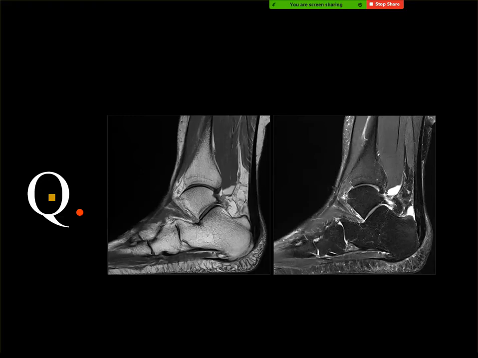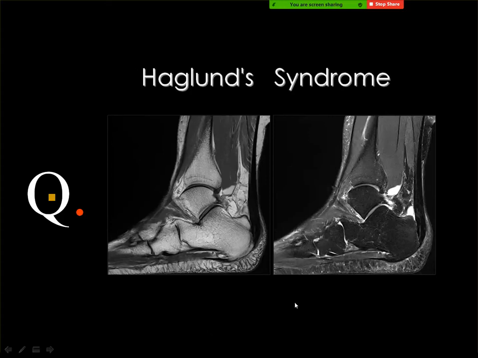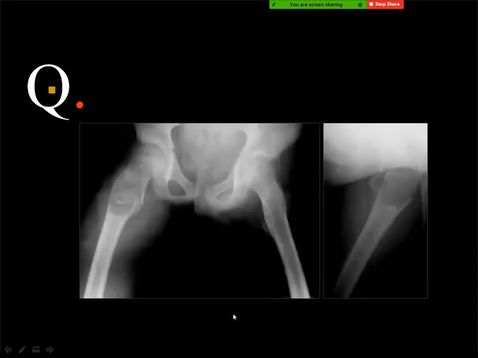Is this tendinitis of the Achilles tendon or what? Yes, and this is Haglund syndrome. You get the three components of the syndrome: Achilles tendinosis and the fluid signal anterior to the Achilles tendon in the retrocalcaneal bursa, and the subcutaneous fluid signal as well. And these are the three components of Haglund syndrome.